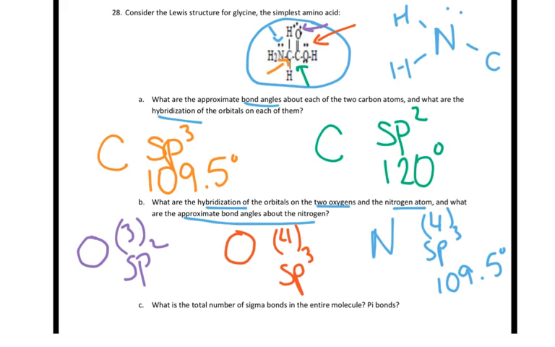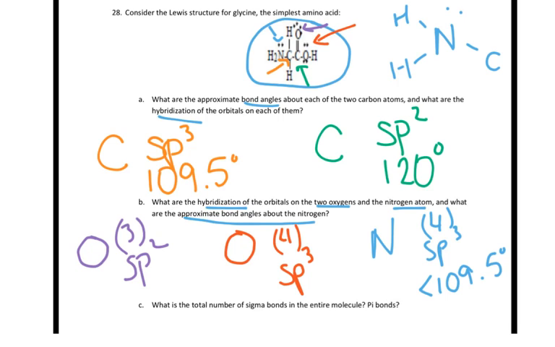And then the very last question is asking just how many sigma and pi bonds there are. Now, you could go through and draw all the overlapping, like we did with the last little bit, or you can just count. So, sigma bonds come from any sort of bond no matter what, whether it's a single, double, or triple bond.